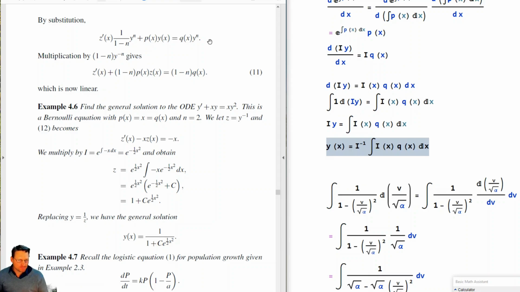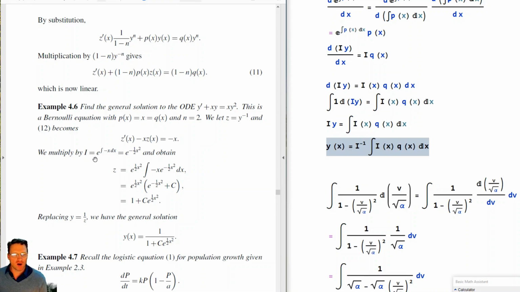And the equation, I guess it would be equation 11 above. It must be named the same in my document there. Becomes z dash minus, now remember 1 minus 2 is minus 1, so that's why we have a minus there. So z dash minus x times z is equal to minus x. So that's a fairly simple linear ODE to solve.